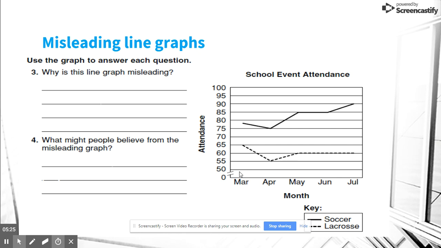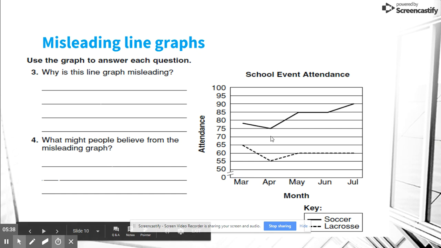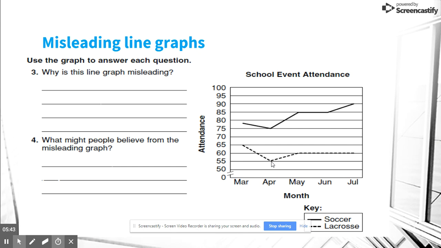There is a break between the data, but the data goes from 0 to 50. Now, would that make a difference? Well, let's take a look, for example, at the month of April. If I look at the month of April and look at lacrosse, lacrosse had 55 attendees at their game. Soccer had 75. If you look at the graph, though, it looks like soccer had many more than 20 people attending their game. So this graph is misleading because of the break in the data.